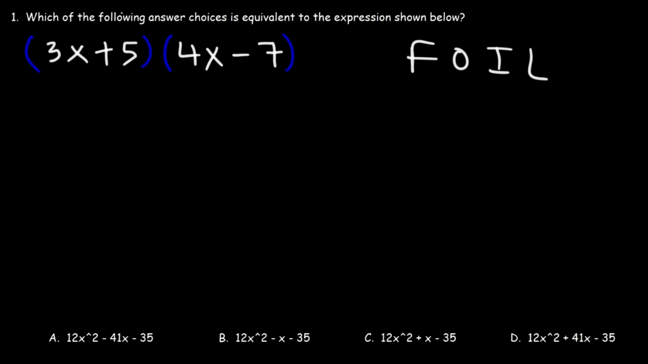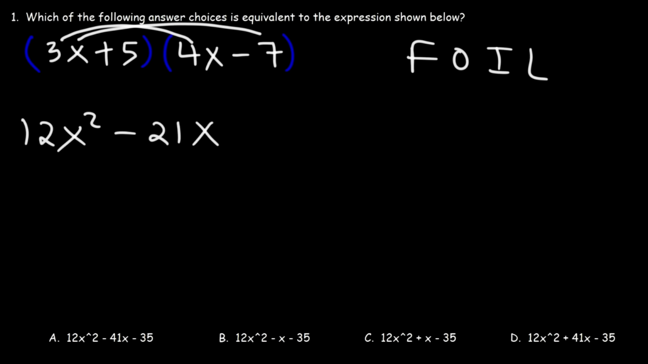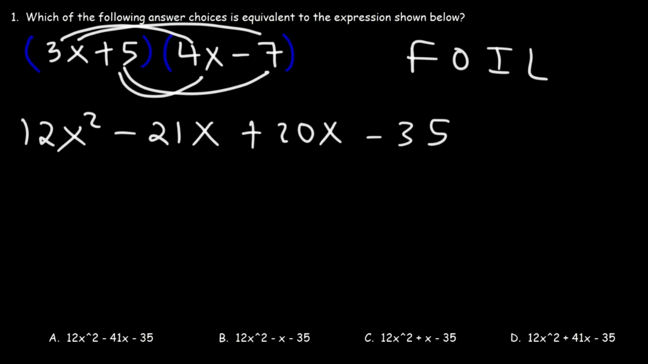So F stands for first, we're going to multiply 3x by 4x. 3x times 4x is 12x squared. And then we're going to multiply the stuff on the outside. 3x times negative 7, that's negative 21x. And then the stuff on the inside. 5 times 4x is positive 20x. And finally, the last ones. 5 times negative 7 is negative 35.